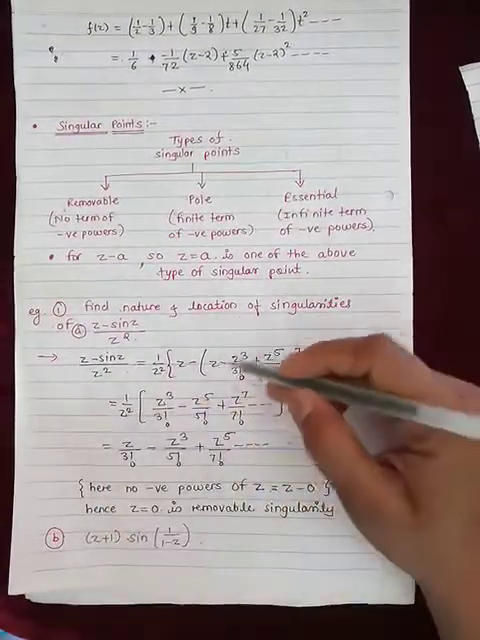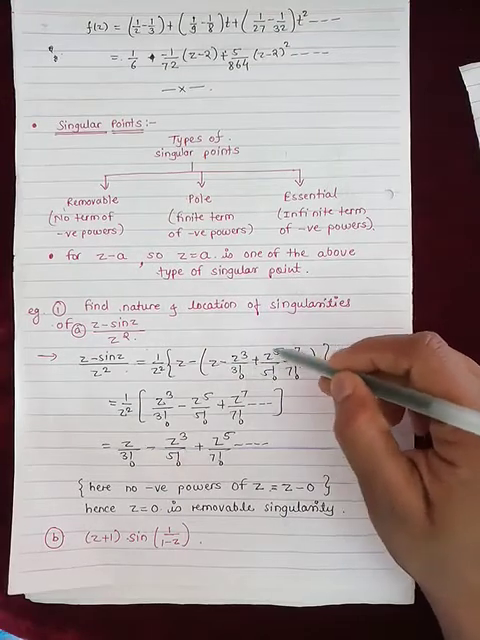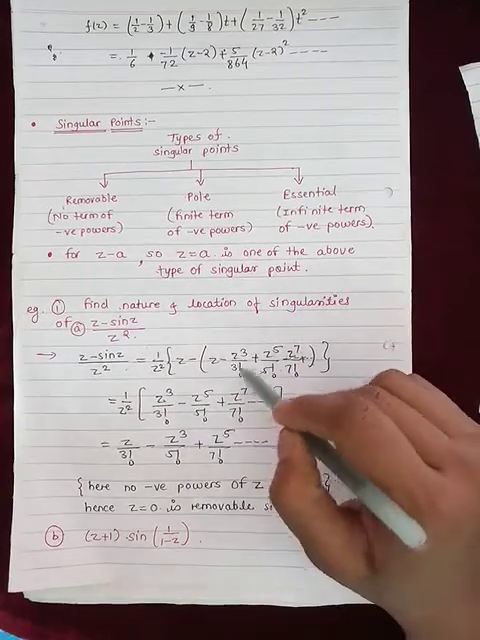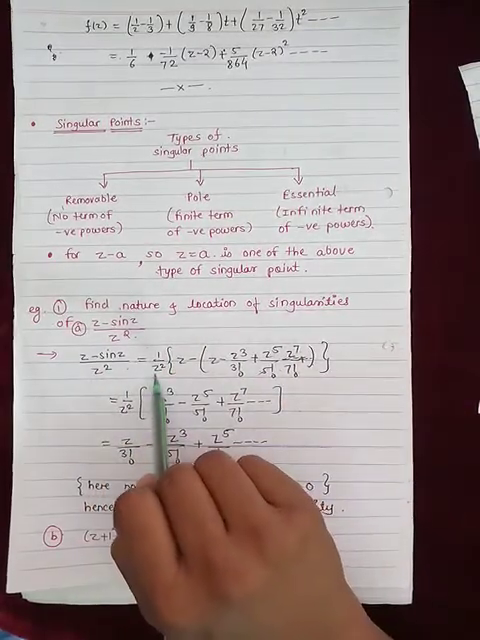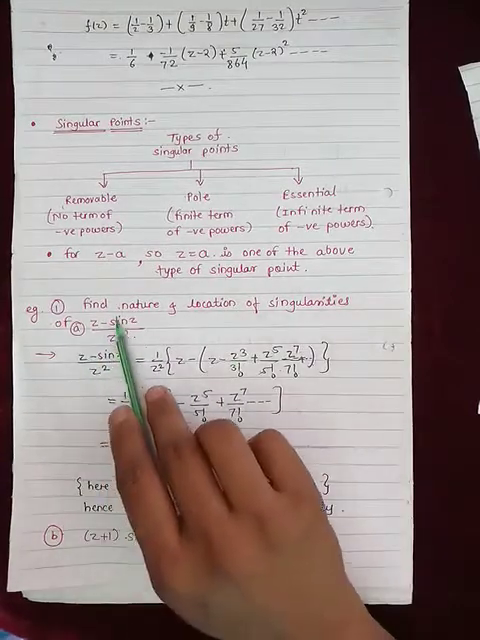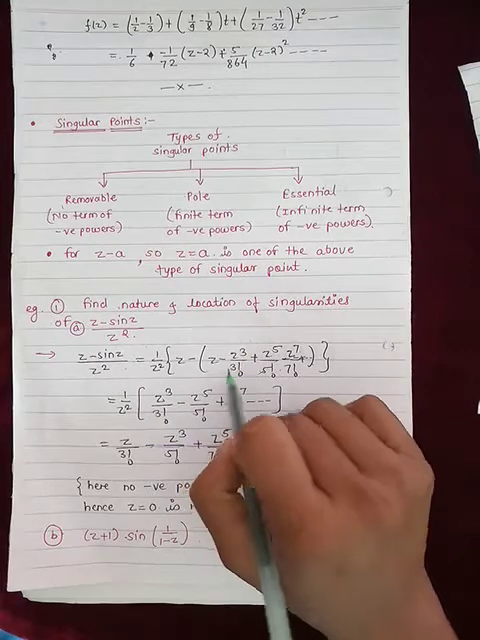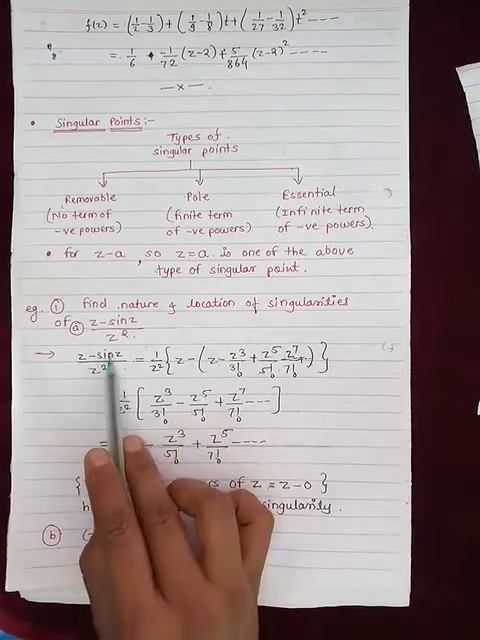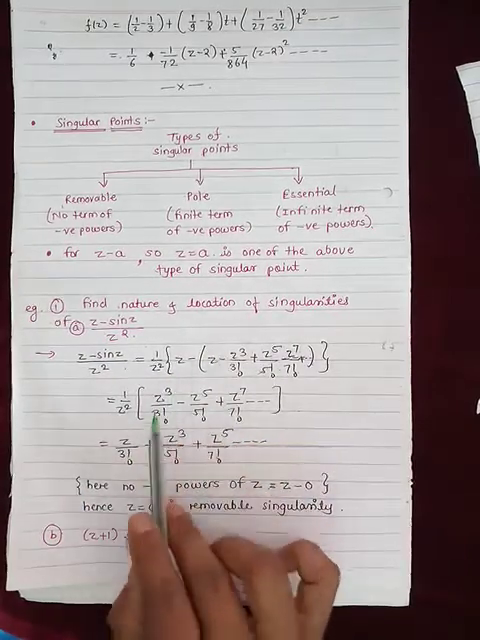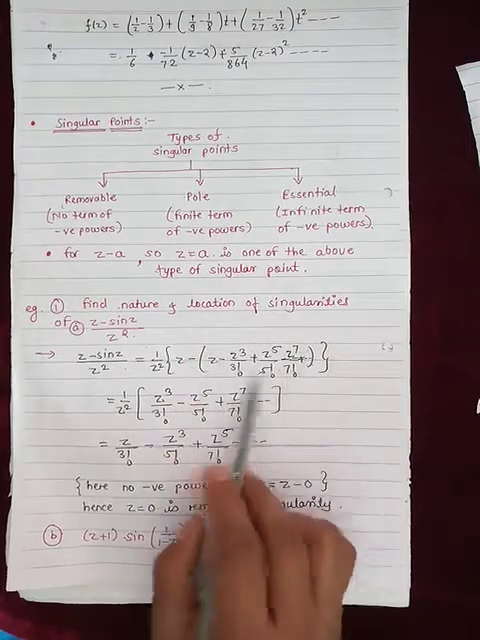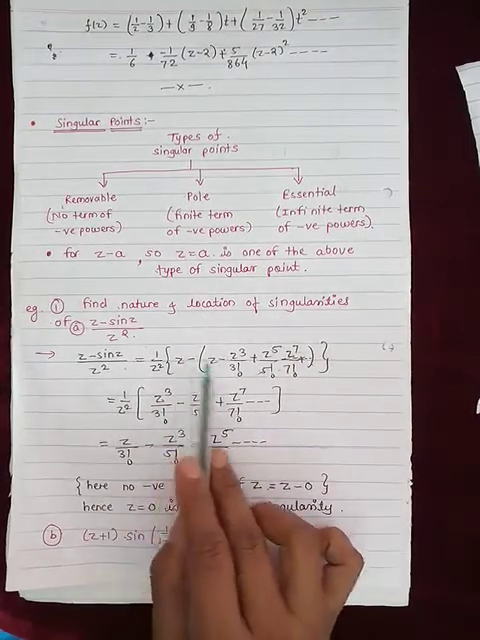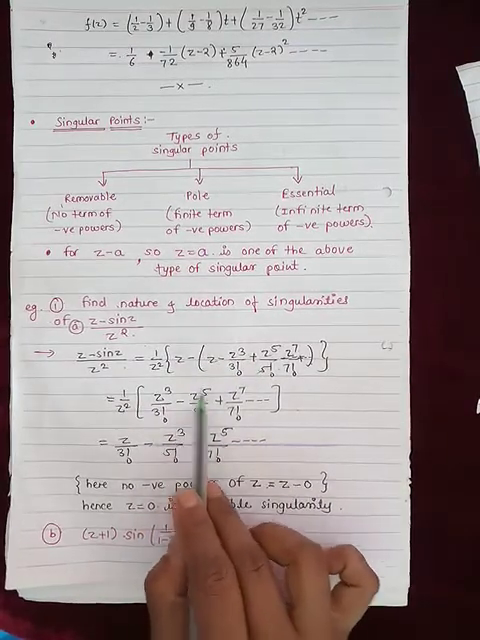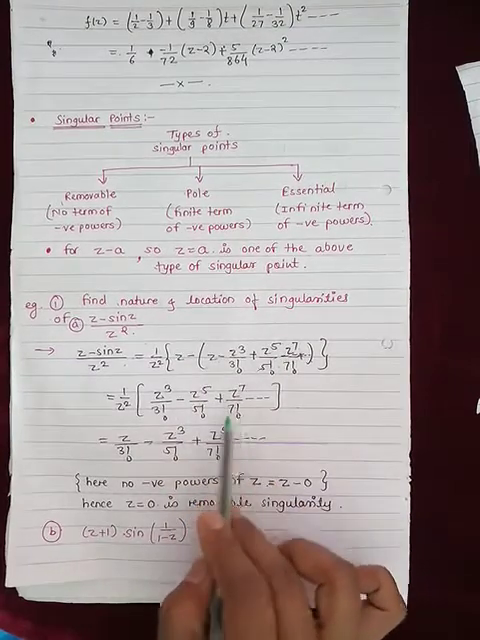So sin z is z minus z cube by 3 factorial plus z raised to 5 by 5 factorial minus z raised to 7 by 7 factorial. It is just a formula you have to remember. So 1 upon z square as it is, and we use the sin z series formula. Then simplify by multiplying the minus sign into the bracket. We get 1 upon z square outside, z minus z cancelled, then plus z cube by 3 factorial minus z raised to 5 by 5 factorial plus z raised to 7 by 7 factorial.